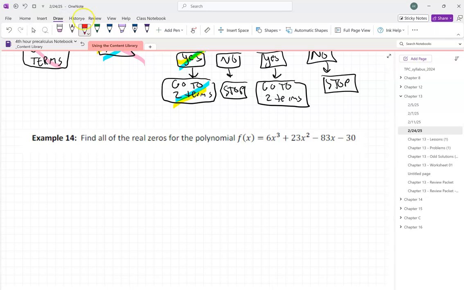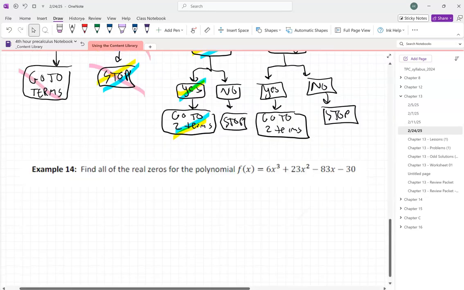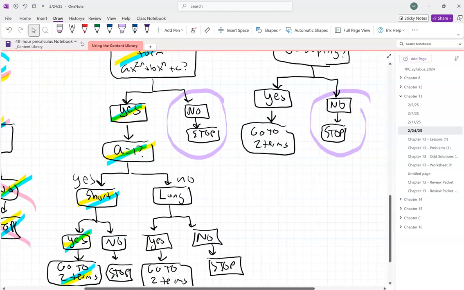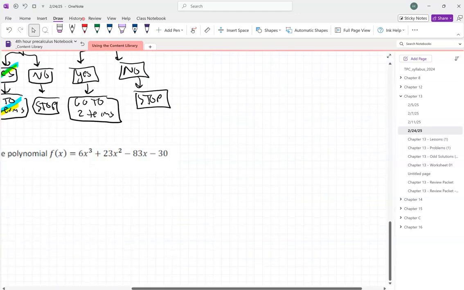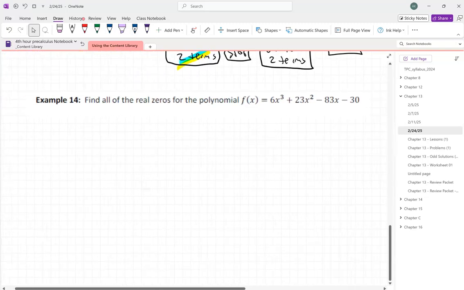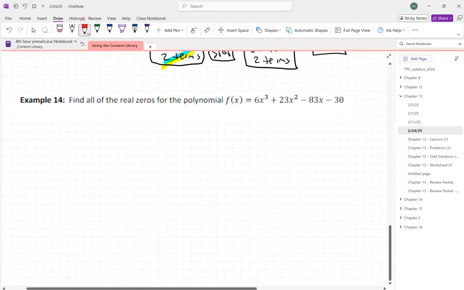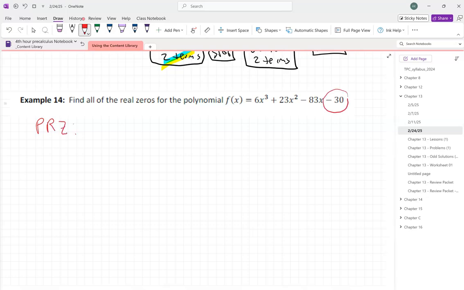So here we have the polynomial f of x equals 6x cubed plus 23x squared minus 83x minus 30. Now this would be one of these degree 4 polynomials, but it isn't going to be factorable by grouping. So it would have landed here on our factoring diagram, but we can now continue on. So what we wanted to do is we started by identifying our possible rational zeros, which are going to be the factors of the constant term divided by the factors of the leading coefficient. So we have our factors of 30.